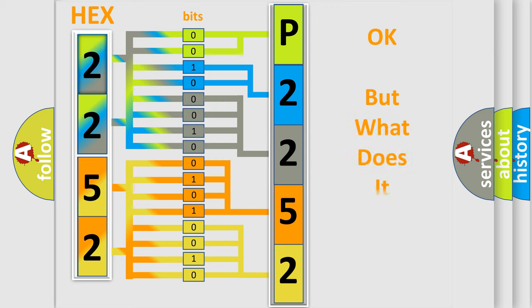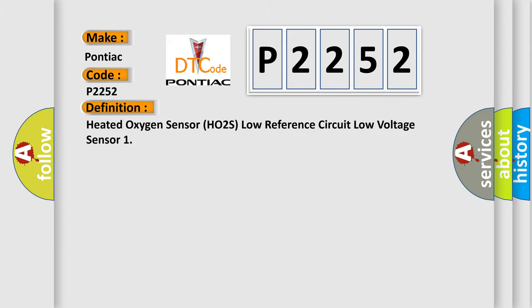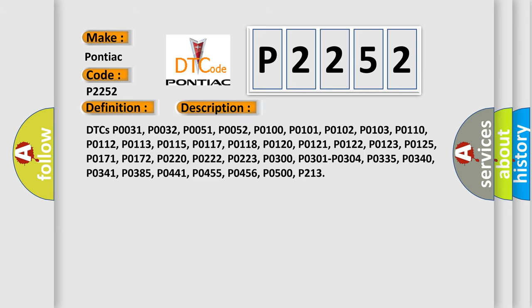The number itself does not make sense to us if we cannot assign information to what it actually expresses. So, what does the diagnostic trouble code P2252 interpret specifically for Pontiac? The basic definition is heated oxygen sensor HO2S low reference circuit low voltage. And now this is a short description of this DTC code.